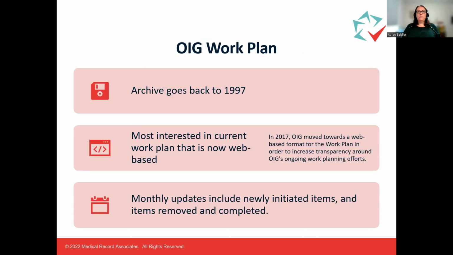So the OIG work plan has an archive that goes back to 1997. And as I said before, a lot of the work that was done in the past was on an annual basis. So we all had to wait for it to come out before we were able to plan our work for the year. The OIG work plan sets forth projects that the OIG plans to undertake during the fiscal year and beyond.